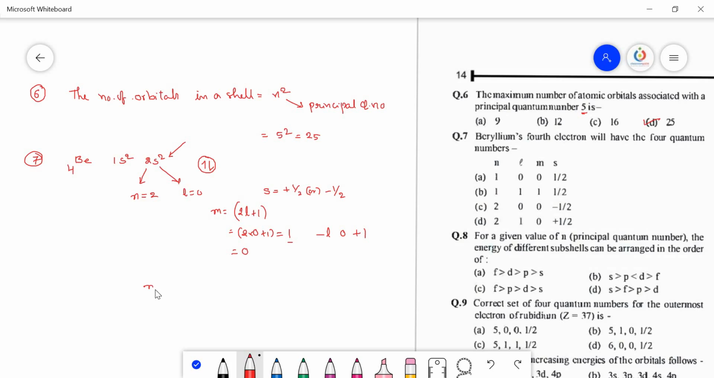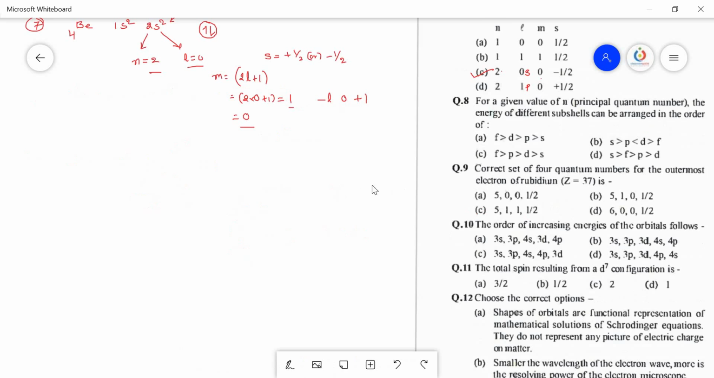So finally, the 4 quantum numbers are here. We can write n equals 2, L equals 0, m equals 0, and S may be either plus half or minus half. Let us see here. n equals 2, 2. So these may both be correct. But here L equals 0, this is about the s orbital. L equals 1 means this is about the p orbital. And M equals 0 and S equals either minus half or plus half for a particular electron in a particular orbital. So option C is correct.